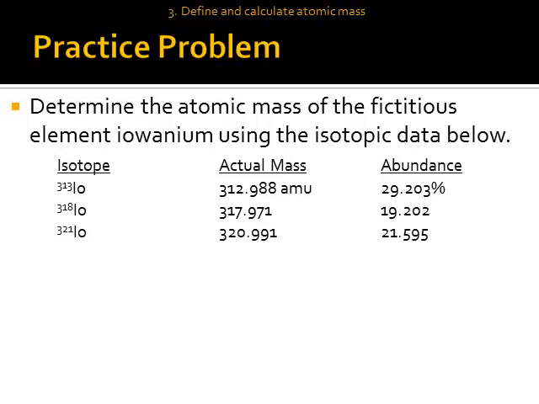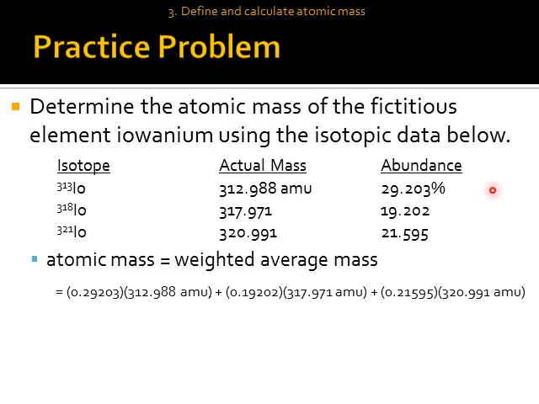Alright, so you've had a chance to work the problem. And again, we're just going to find a weighted average mass of these isotopes. So we're going to take the abundance of each in relative abundance form or decimal form. So for the iowanium 313.29203, multiply by its actual mass, and then do that for each of the isotopes, and then you'll add them.